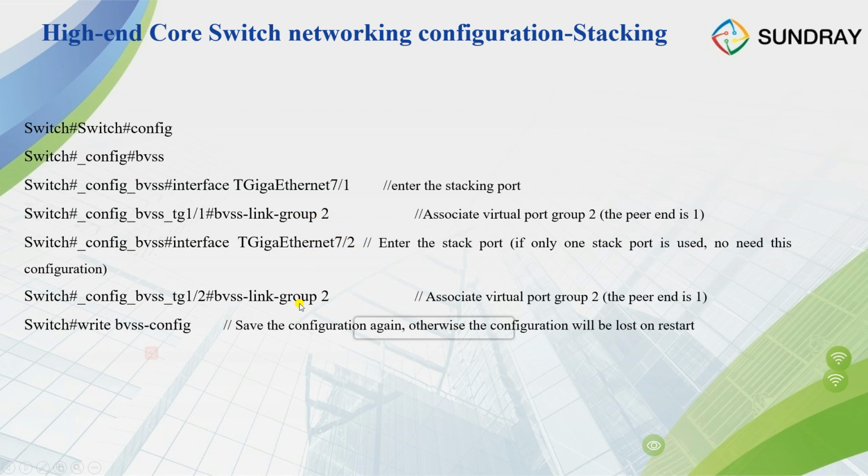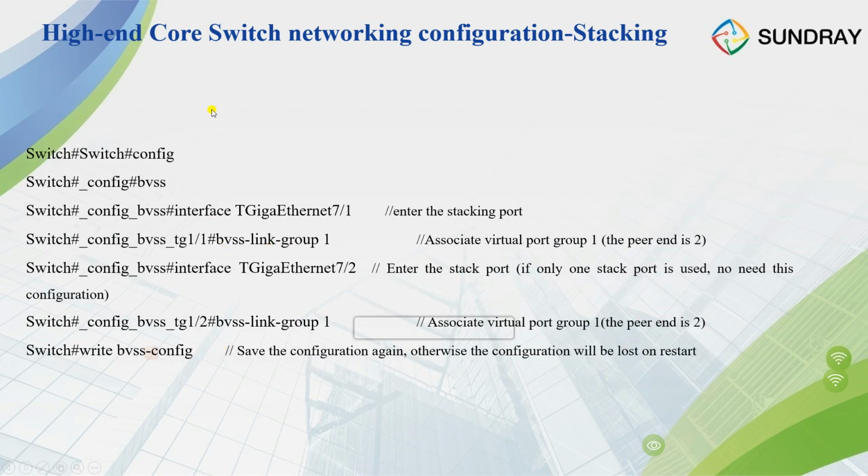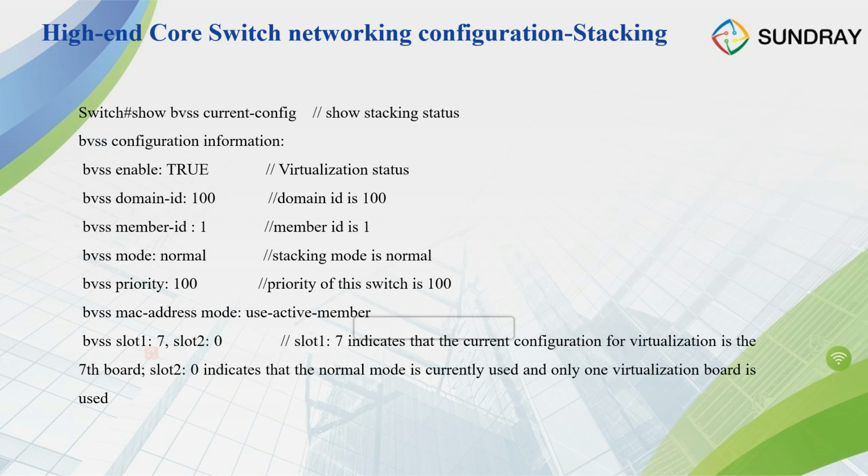And you configure the peer device. The peer device has the lower priority but the same domain ID and a different member ID, and the rest is the same. Here, because the former one is group 1, this one is group 2. After this, we use the cable to connect the two devices. The stacking will come up, and then we can use show BSS current configuration or show BSS status. We can see the status of our stacking. So this is our configuration of the stacking.